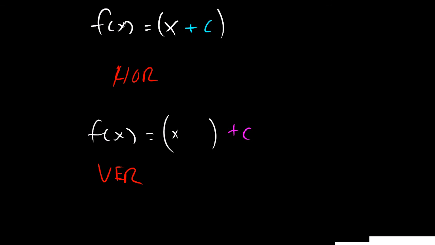Vertical shift. So whenever you see something on the inside, horizontal. Whenever you see something on the outside, vertical. Done. Nice and easy. Alright, next page we're going to move on to dilations, reflections, after we do a quick little example. So I'll see you then.